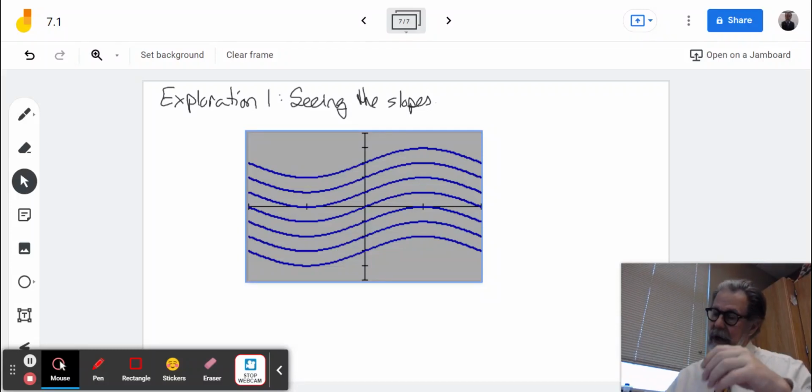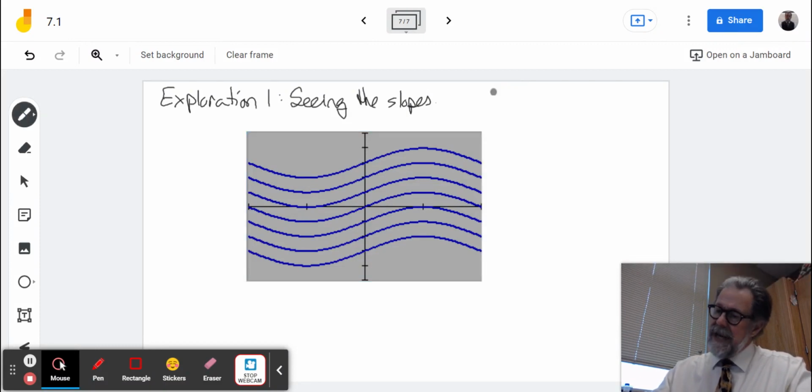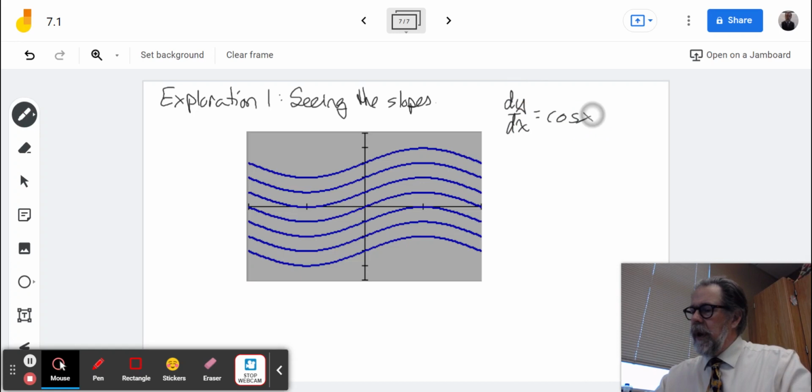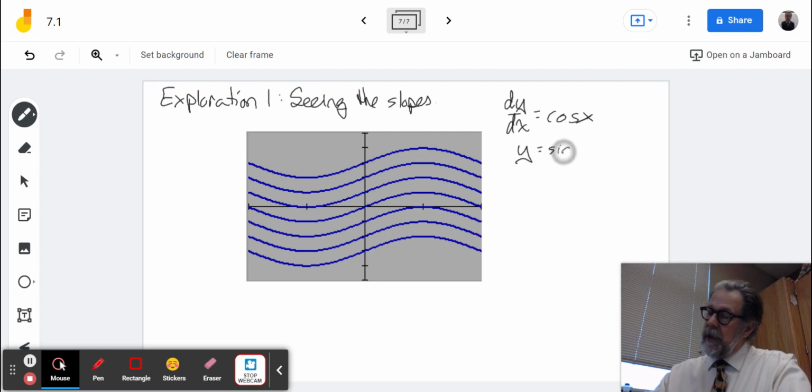Okay, last video we talked about drawing the general solution to the differential equation dy/dx equals cosine of x. And if you remember, we agreed that the antiderivative was sine, but therefore the function was sine of x plus some constant value. I told you how to go ahead and put it into your calculator. So I've got an example here, and what I want to do now is just look at the slopes of these solutions.